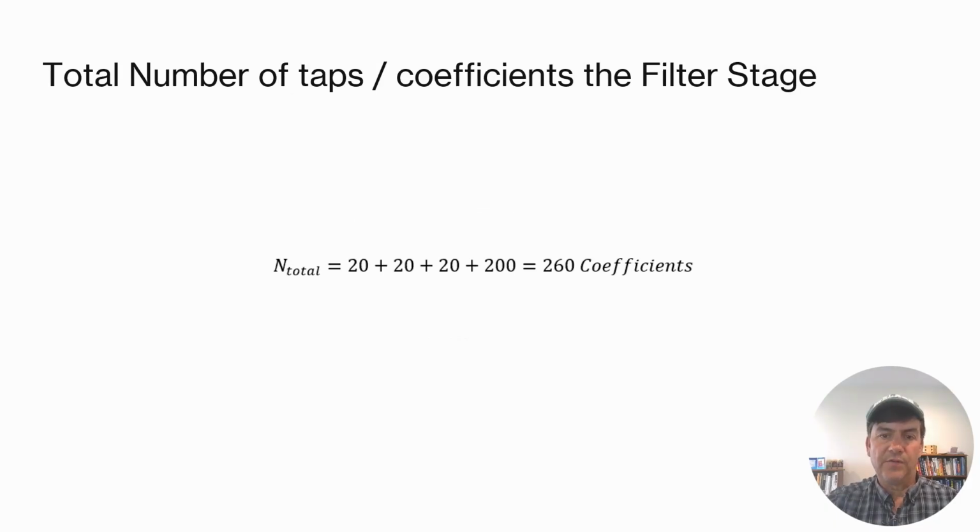If we sum the coefficients across all stages, we end up with approximately 260 coefficients total. Compared to a single stage design requiring 40,000 coefficients, this represents a dramatic reduction in complexity, saving well over 93% of the required multipliers and coefficient storage.